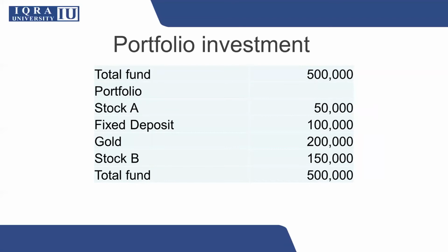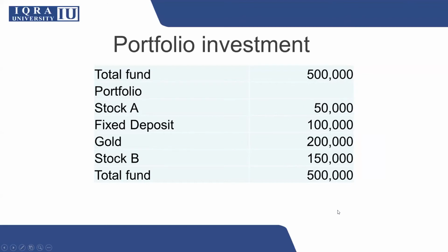You also plan that you have to invest in the gold market 200,000, and the last item that you have selected is a stock B, in which you invested 150,000. If you carefully see, I have a total amount of 500,000, but being an investor, I decided not to invest at only one place. I am investing in stock A, investing in fixed deposit, keeping some amount in gold. So all this combination that I made here will be called a portfolio.